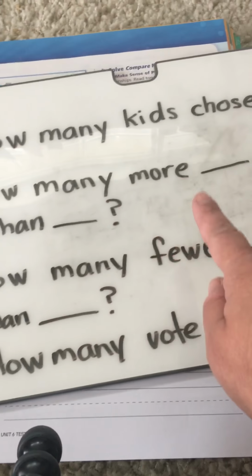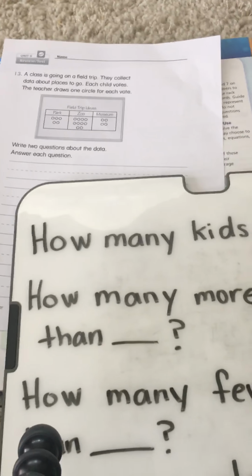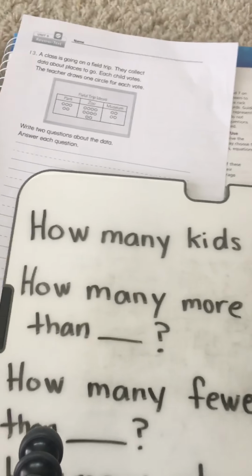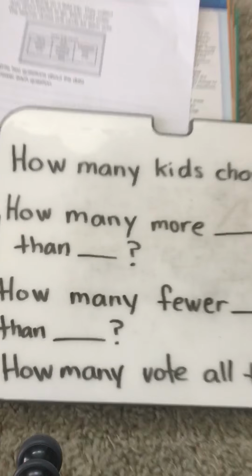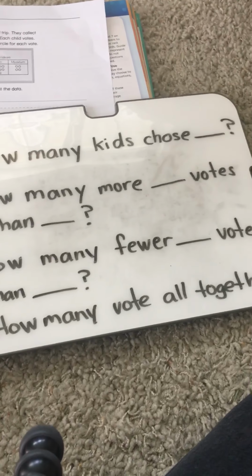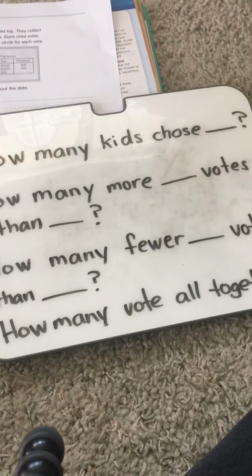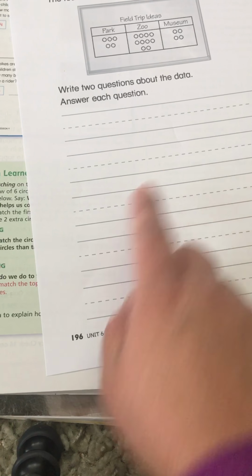Another one could be, how many more blank votes than blank? If I'm looking at the problems, I can see that zoo has more than the other ones, so I can say how many more chose zoo than the museum. Or I could do the opposite and do the fewer: how many fewer votes for park than for the zoo, that kind of thing. They could also do questions like, how many votes altogether. The important thing is that they write the question and then also put the answer underneath.